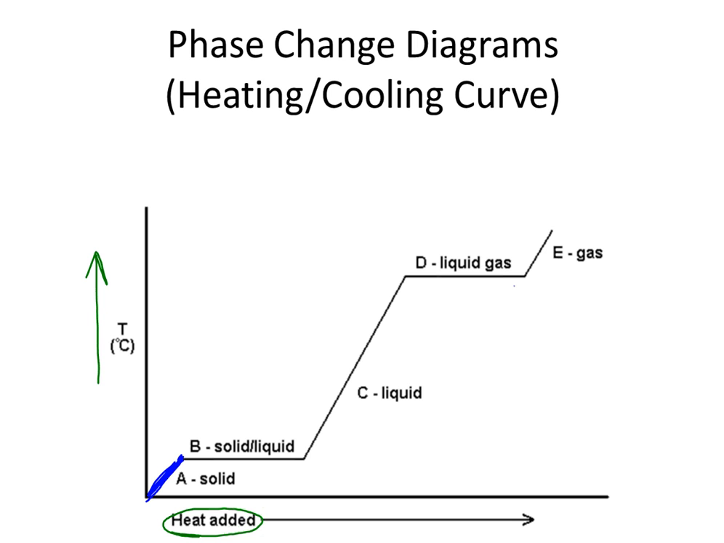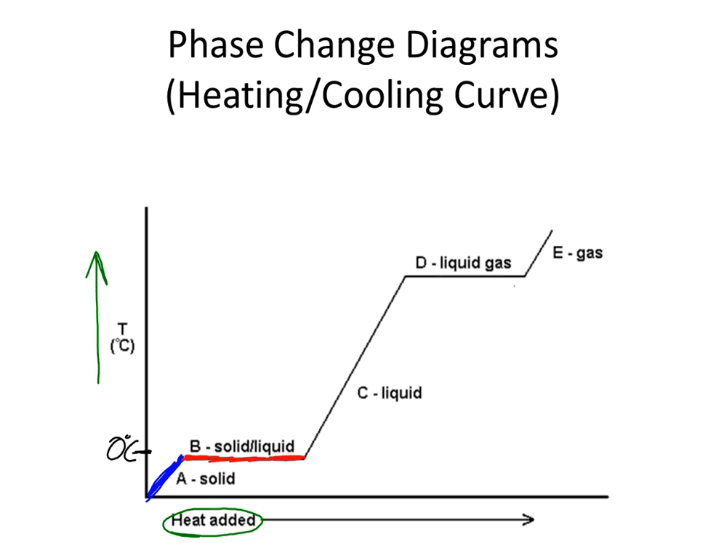However, once I get to this point right here, I've started to melt. I'm going from a solid to a solid slash liquid, which means along that red line right there, I have liquid and solid. Within the system, there's a liquid component and a solid component of the same molecule. If this was water, this point right here is 0 degrees Celsius, because that is the melting point or freezing point, same thing, of water.